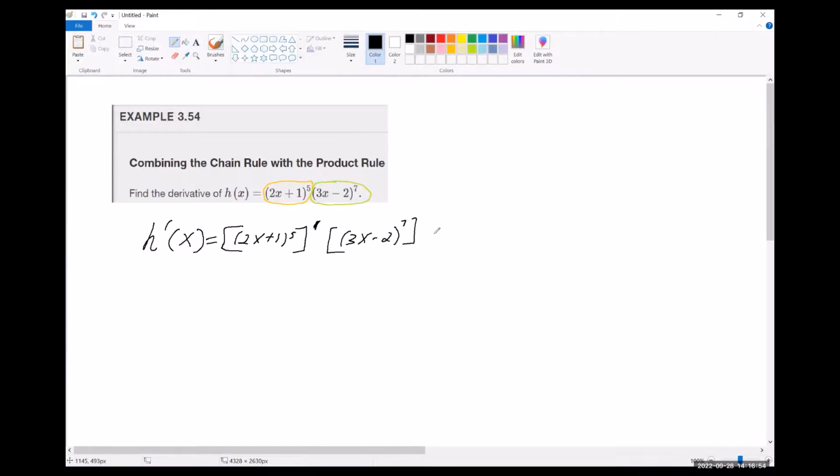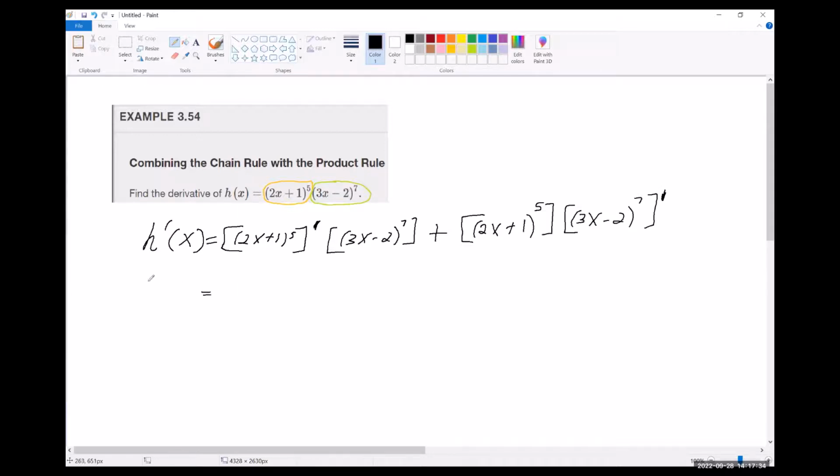Okay, and then for the product rule, there's an addition sign there, and then you leave the first function alone, of the product. And you take the derivative of the second one. So that tells me I need to take the derivative.